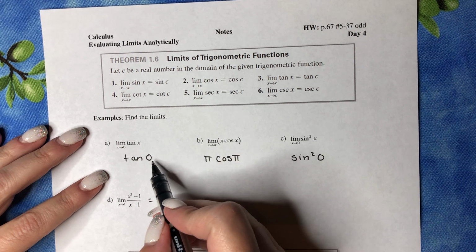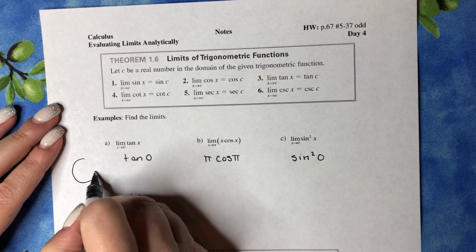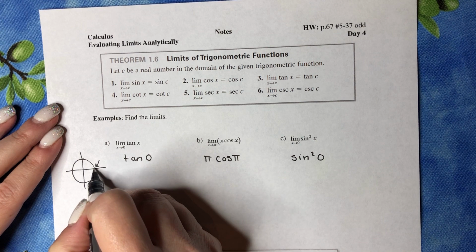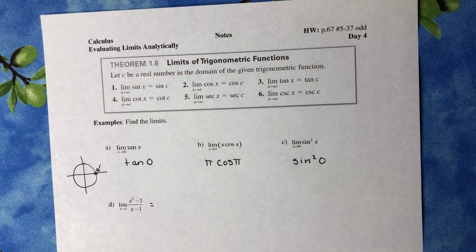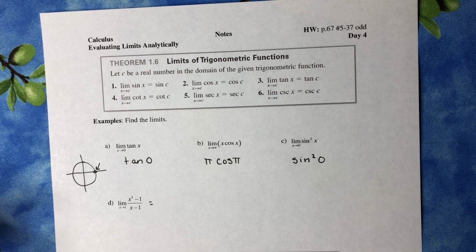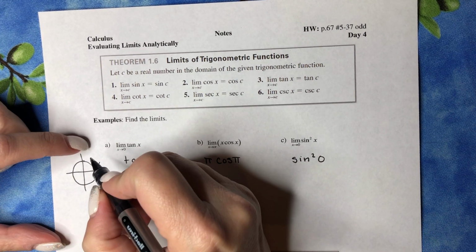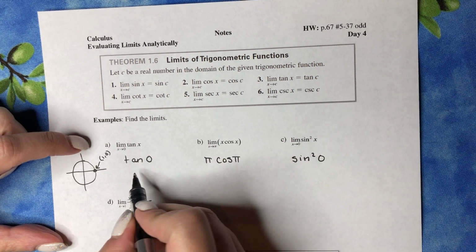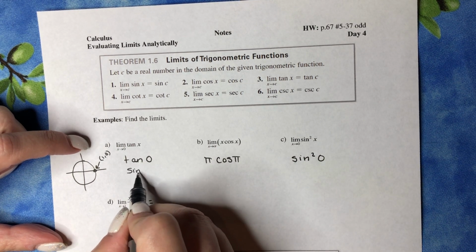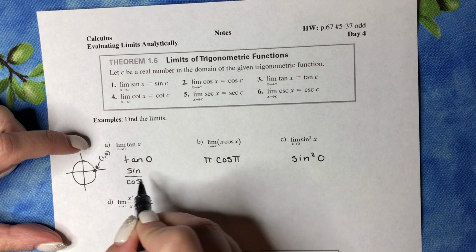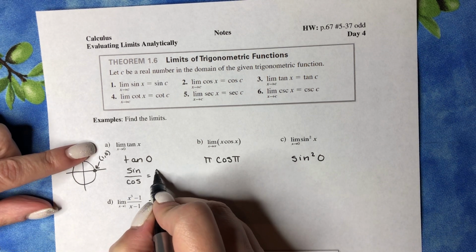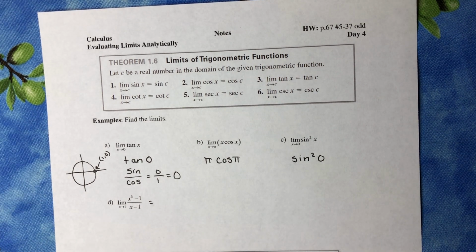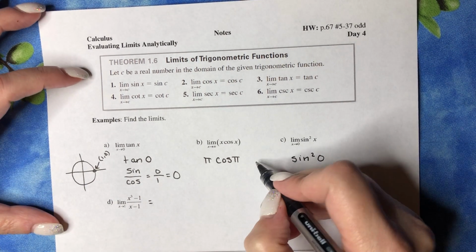So if I want tangent of 0, you want to think about your unit circle right over here where it's at 0, right there, 0 radians. Remember, everything we do in calculus is in radians, no degrees. So your coordinates right there are (1, 0). And tangent is sine over cosine, in case you forgot. So the sine value there is 0. The cosine value is 1. So the overall value of the limit is just 0. Now let's talk pi.